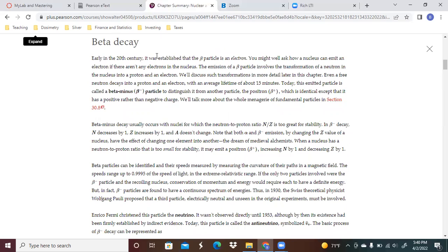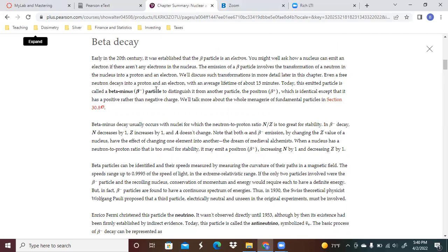So early in the 20th century, it was established that a beta particle is actually an electron. You might ask how a nucleus can emit an electron if there aren't any electrons in the nucleus. The emission of a beta particle involves a transformation of a neutron into a proton as well as an electron.